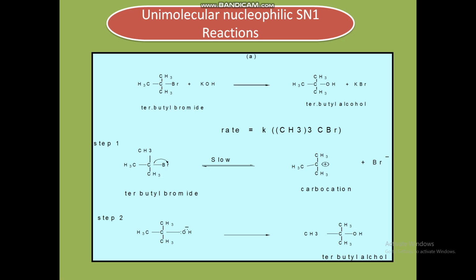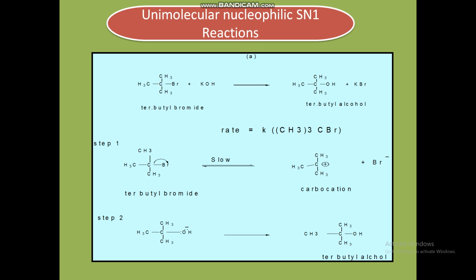In this reaction, it takes place in more than one step. It is a two-step process. The experimental evidence shows these two steps. In the first step, the tertiary butyl bromide, the carbon-bromine bond, is ruptured slowly and a carbocation is formed.